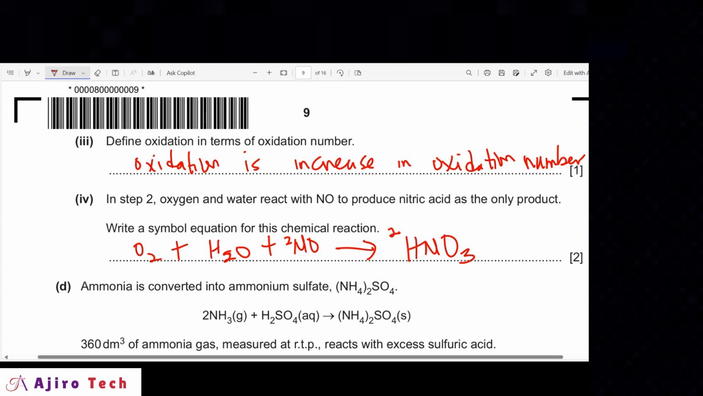So let's calculate oxygen now. There are 6 oxygens on the right. So we check how many oxygens are on the left. We have 2 plus 1, that's 3, plus this 2, that's 5. So what do we do to balance it to make it 6? Let's say we put a 2 there.